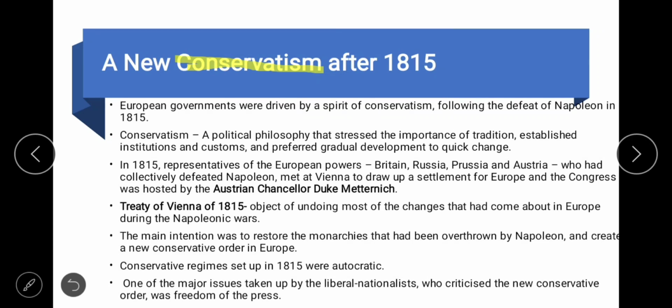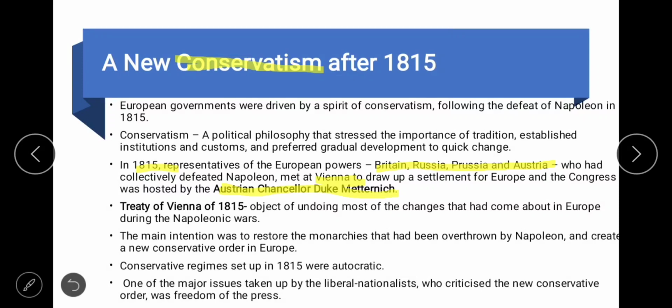So in 1815, the representatives of the European powers, that is Britain, Russia, Prussia, and Austria, who had collectively defeated Napoleon, met at Vienna. An important point. They met at Vienna to draw up a settlement for Europe. This Congress was hosted by the Austrian Chancellor, Duke Metternich, an important personality.